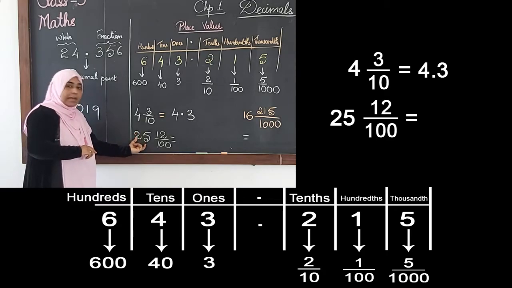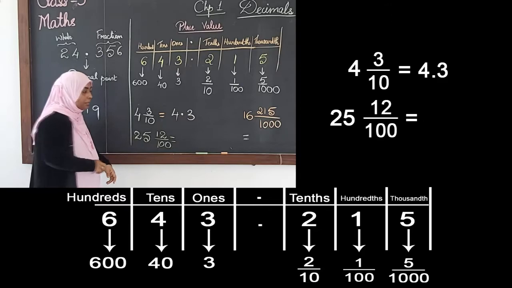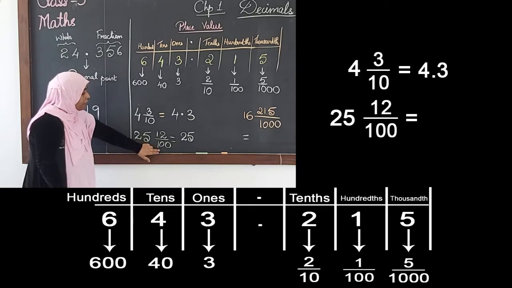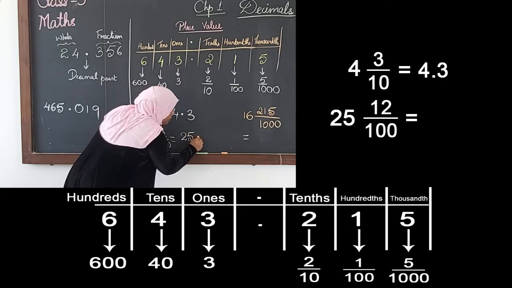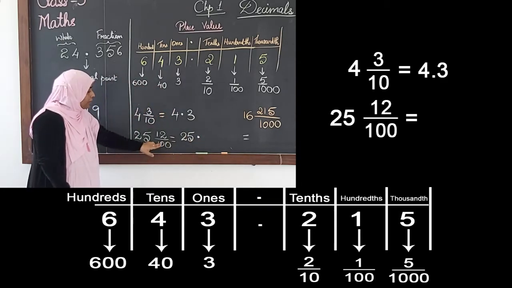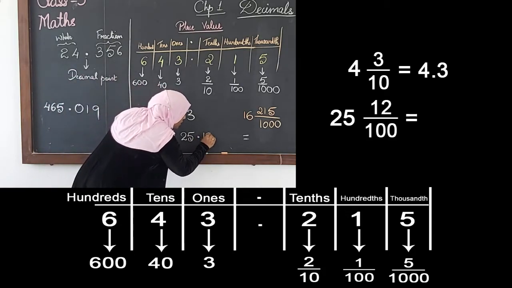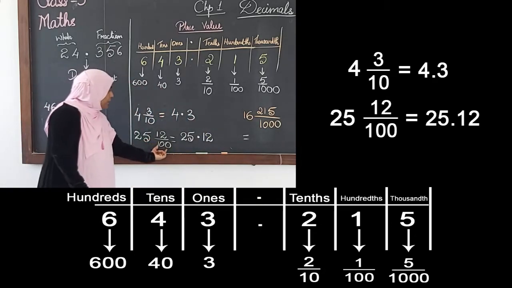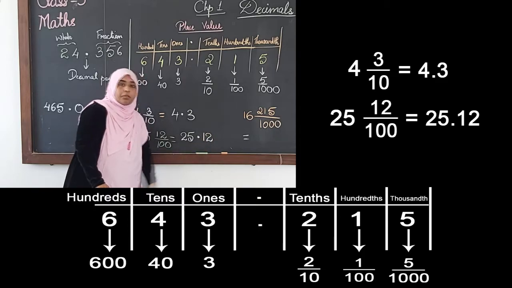Now let us look at the second example that I have here. I have 25 as a whole number and then I have a fraction, 12 parts out of 100. So how will we write it in decimal form? 25 is my whole number. Now we have to write the fraction part. Before that we need to separate the whole number and fraction with a decimal point, and then we will write the fraction, 12 out of 100. So that means it is 1, 2. This is how we write the fractional part in a decimal number: whole number, a decimal point and a fraction.